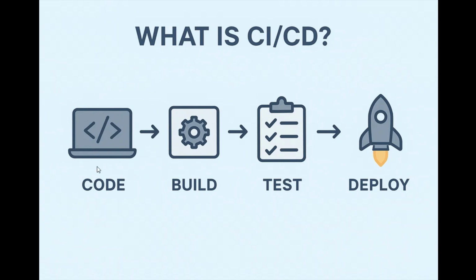Let me talk about the code stage. This is where developers write new features or fix bugs in their local environment. The code is then pushed to a shared repository like GitHub. Basically, if a developer wants to fix bugs or introduce new features in the program, he will test in his local machine first. Then he will push that code to a centralized repository like GitHub.